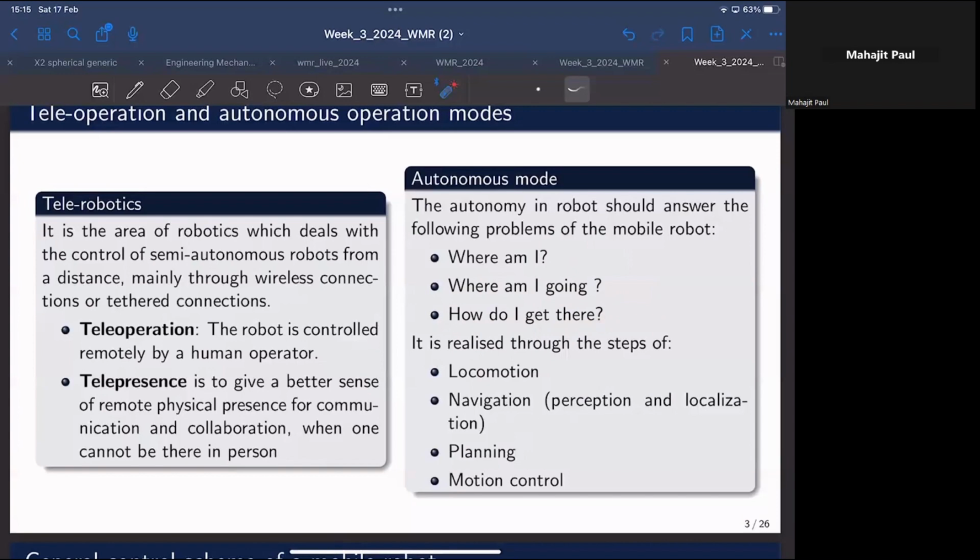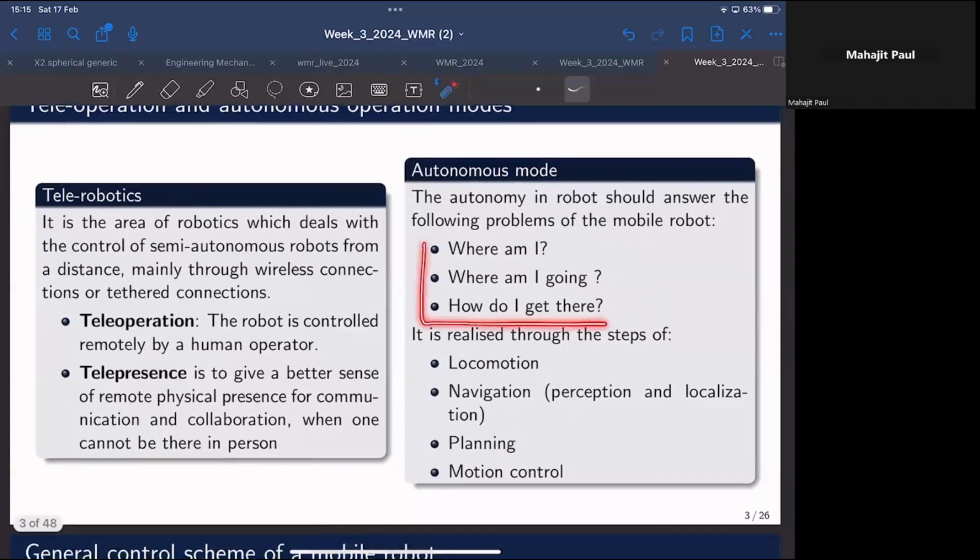In this week, we'll mostly be looking at sensors and perception, and more about this you can see in the week 5 and 6 lectures. All these problems can be addressed through different sub fields of mobile robots. The first is locomotion. We have seen the principles and mechanics of locomotion in weeks 1 and 2. Then navigation, which deals with perception and localization. We'll learn the principles of perception in week 4, and localization you would be covering in week 5.